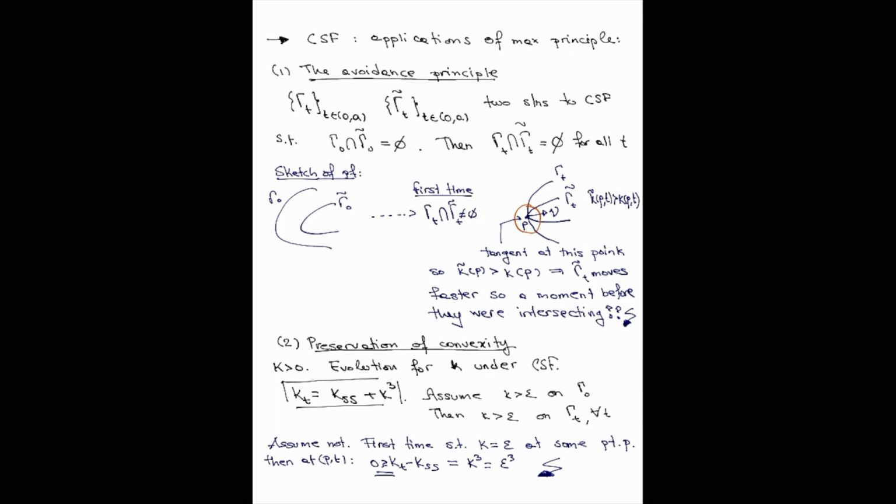And then at this point p, by the same reasoning as before, kappa t must be less or equal than 0, and we choose it so that we have the minimum for the specific time slice. So kappa ss, the second derivative, is bigger than or equal to 0. So kappa t minus kappa ss is less or equal than 0. But this equation tells me that it's also equal to kappa cubed, which at that point is equal to epsilon cubed. So we get that epsilon cubed is less or equal than 0, a contradiction.